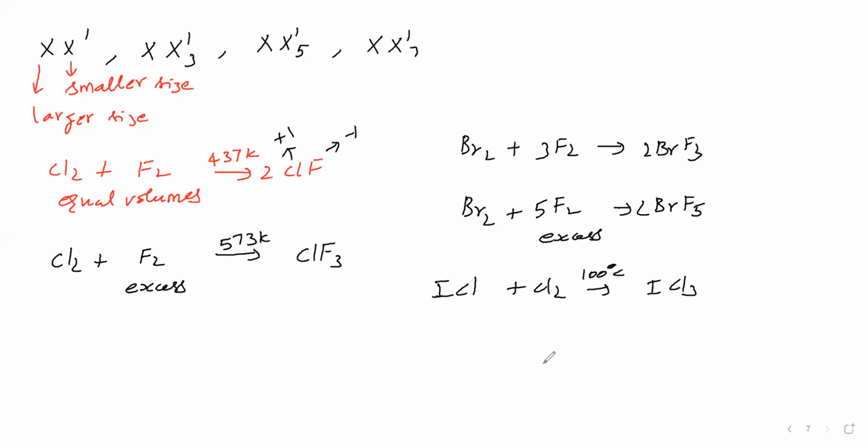These interhalogen compounds are covalent molecules. They are diamagnetic, because unpaired electrons will not be there. Now how the bond dissociation enthalpies vary, that we will see.